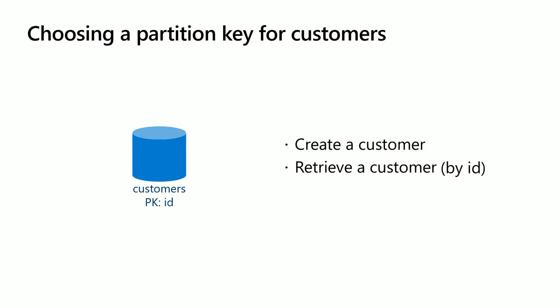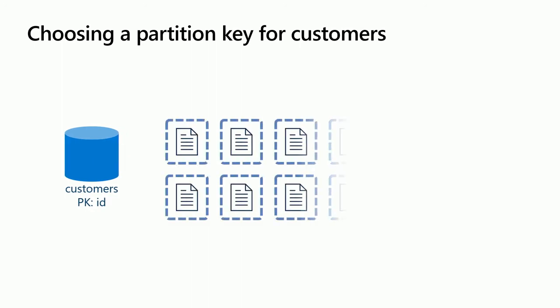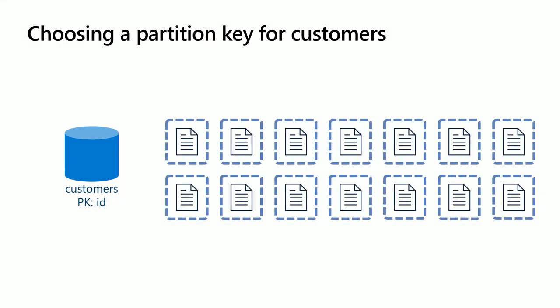What's going to happen if we choose the ID as the partition key? We will end up with as many logical partitions as documents in our database. And each logical partition will only contain 1 document because there is a one-to-one between the ID and the partition key. And that's fine, okay?